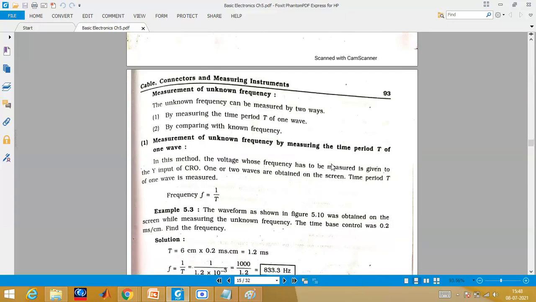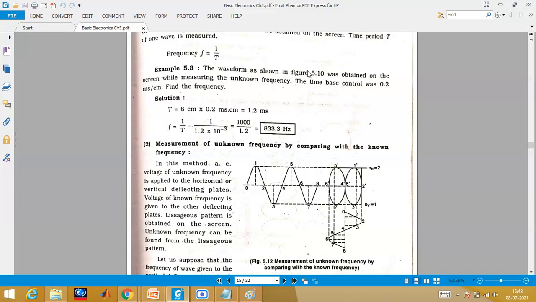This one. Okay. The question is, the waveform as shown in figure 5.10 was obtained on the screen while measuring the unknown frequency. That means you have to calculate the frequency. The time base control is given. Now the time base 0.2 is given.